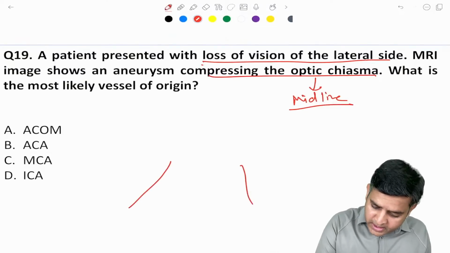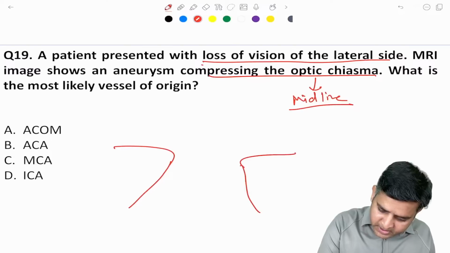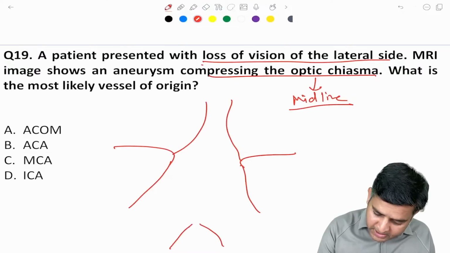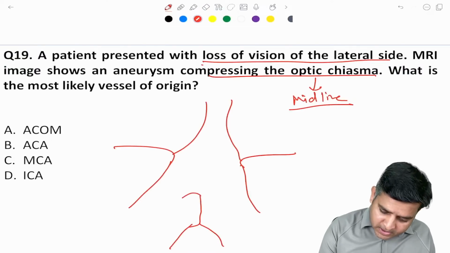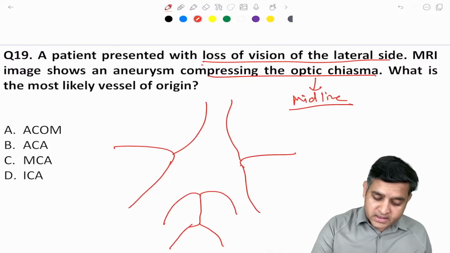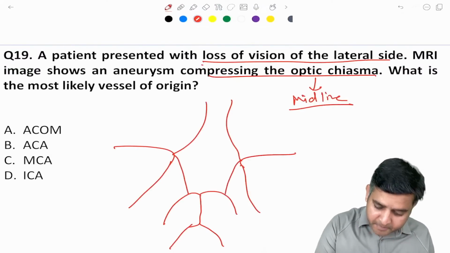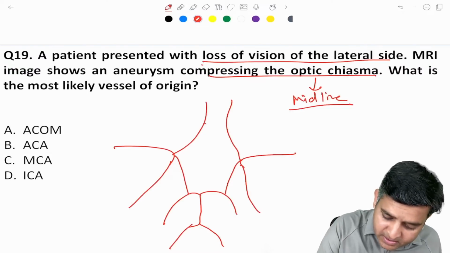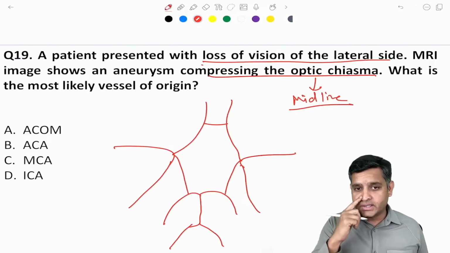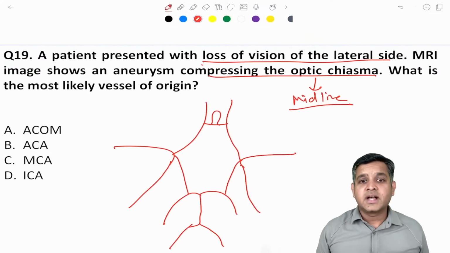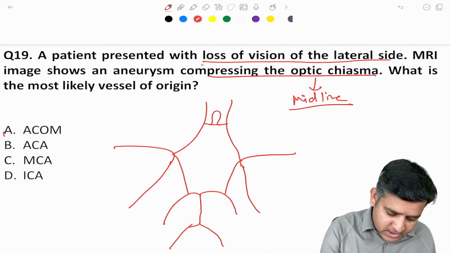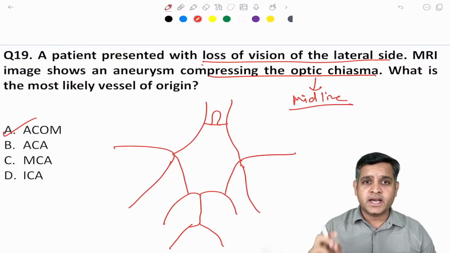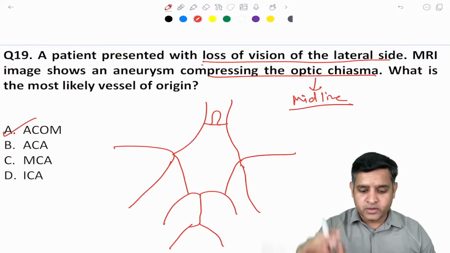You have two internal carotid arteries, two middle cerebral arteries, two anterior cerebral arteries. You have two vertebral arteries which join to form the basilar artery, and you have two posterior cerebral arteries, joined by the posterior communicating artery. None of the bilateral vessels can be in the midline. You have one vessel joining the two anterior cerebral arteries, the anterior communicating artery, and this is an ACOM aneurysm. If it is compressing the optic chiasma, there should be an anterior communicating artery aneurysm, right?